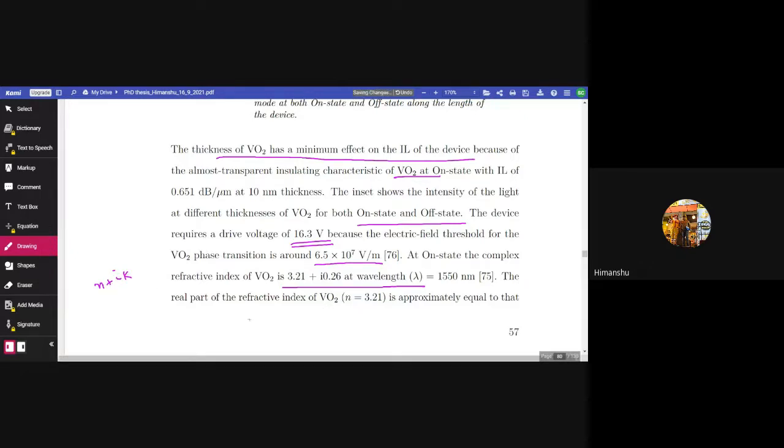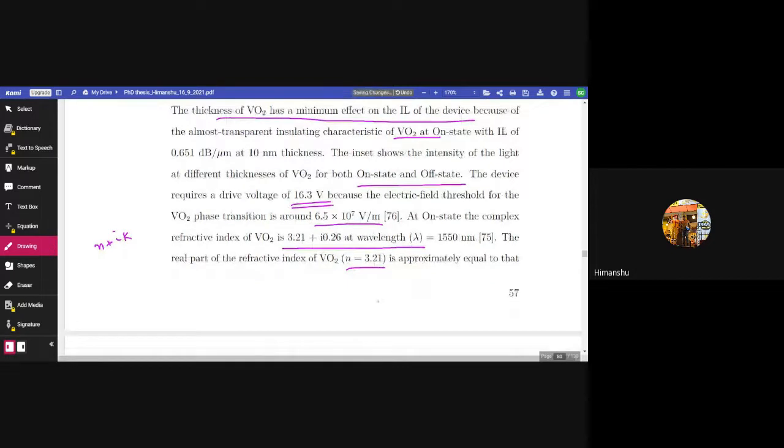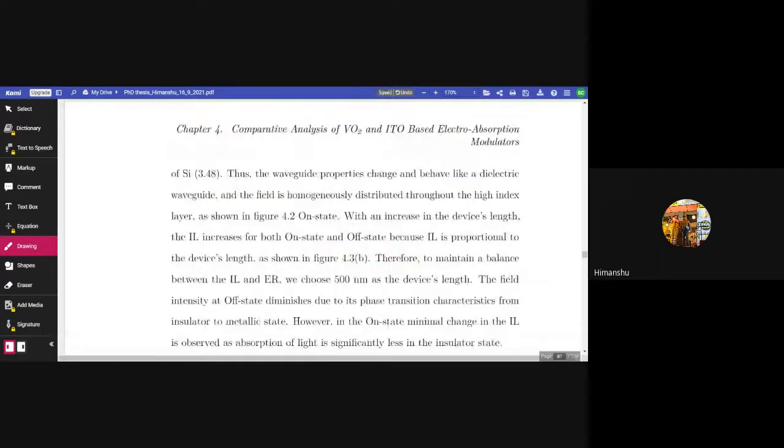The real part of the refractive index of vanadium dioxide, n = 3.21, is approximately equal to that of Si, 3.48. Thus, the waveguide properties change and behave like a dielectric waveguide, and the field is homogeneously distributed throughout the high index layer, as shown in figure 4.2 on state.